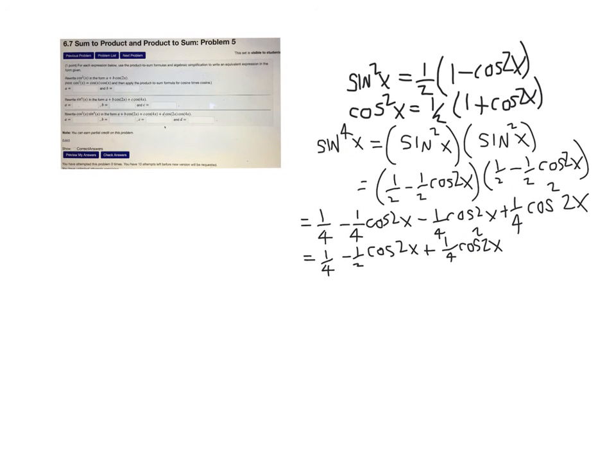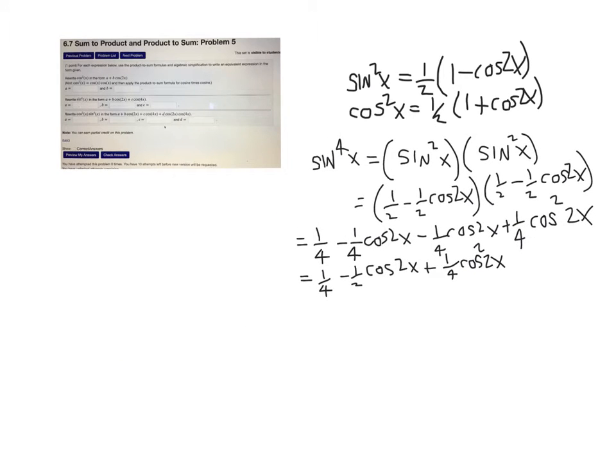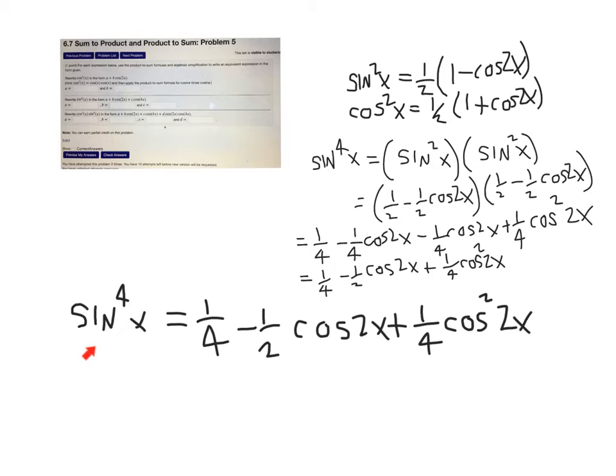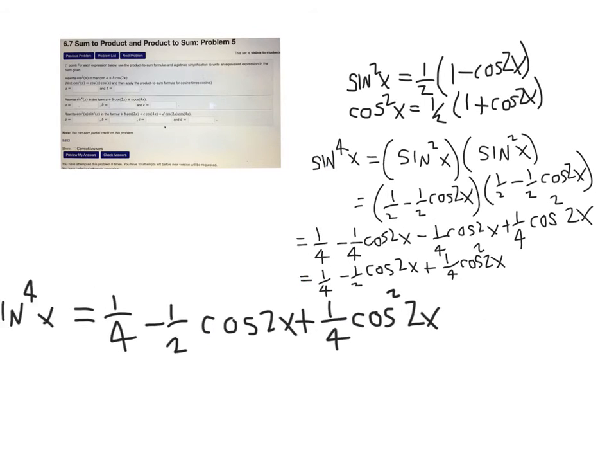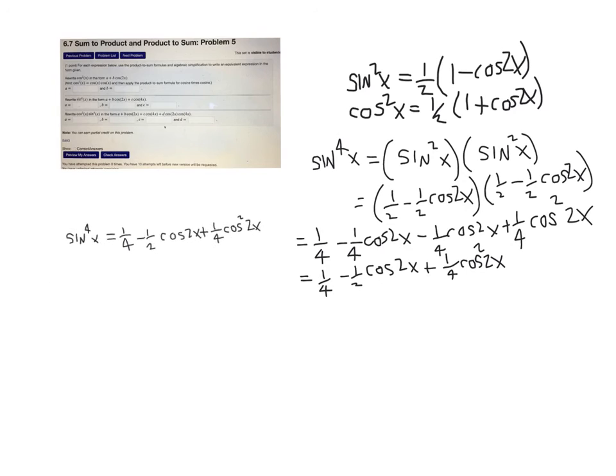So let me put that all up here. Recapping, sine to the fourth x then is going to be this expression right here. I'll move this equation up here.